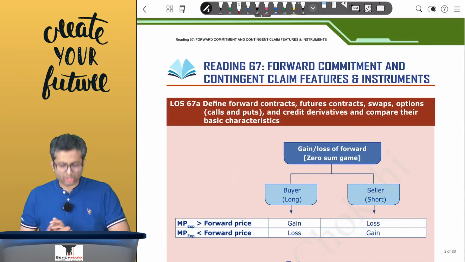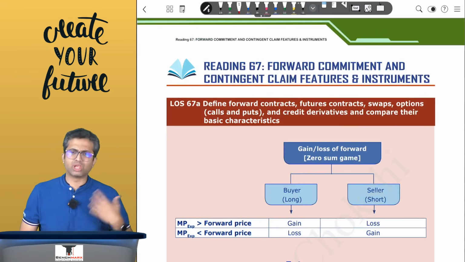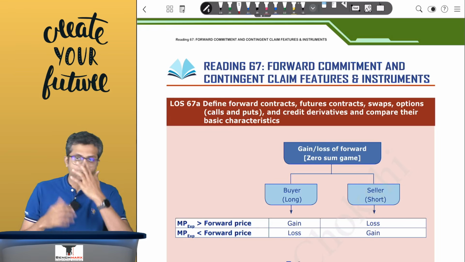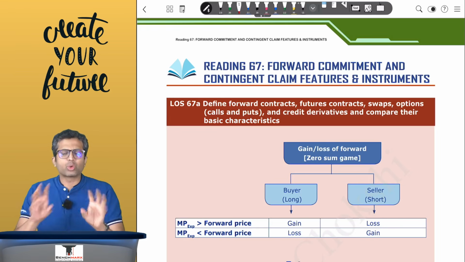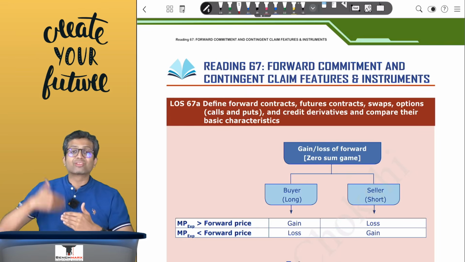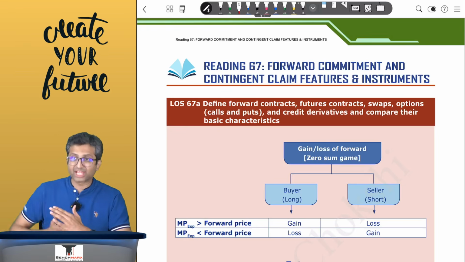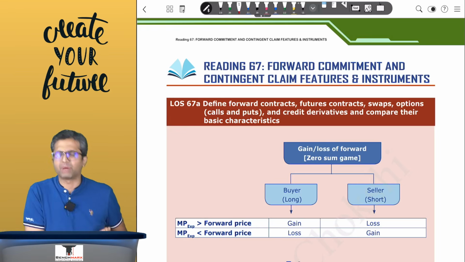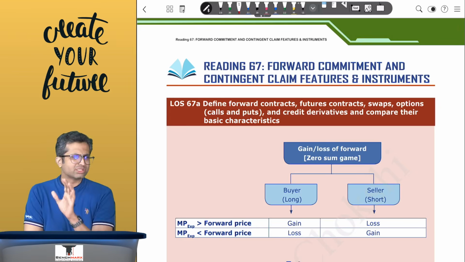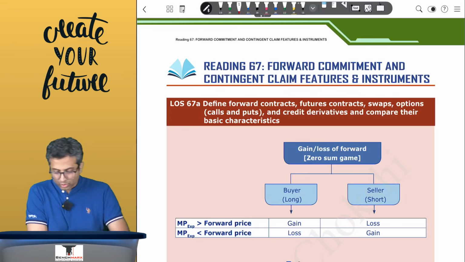Okay, so that takes care of the first topic. Next, you go to this second topic where you largely discuss forward commitments and contingent claims, which include options, etc. And there are quite a few examples over here when you read the entire reading to explain the mechanics of a forward, the mechanics of a future, how the margin will be looked at, swaps, options, etc. So these are quite basic. You can review these examples.